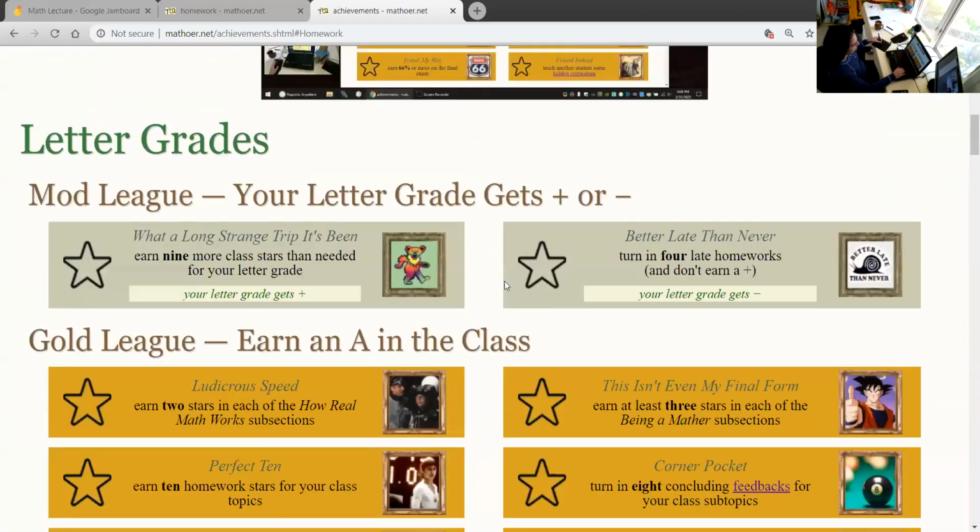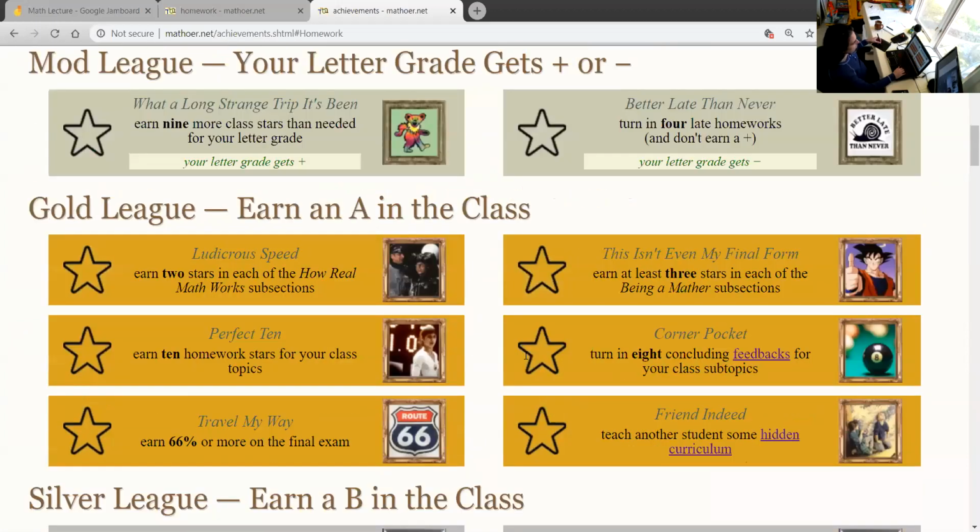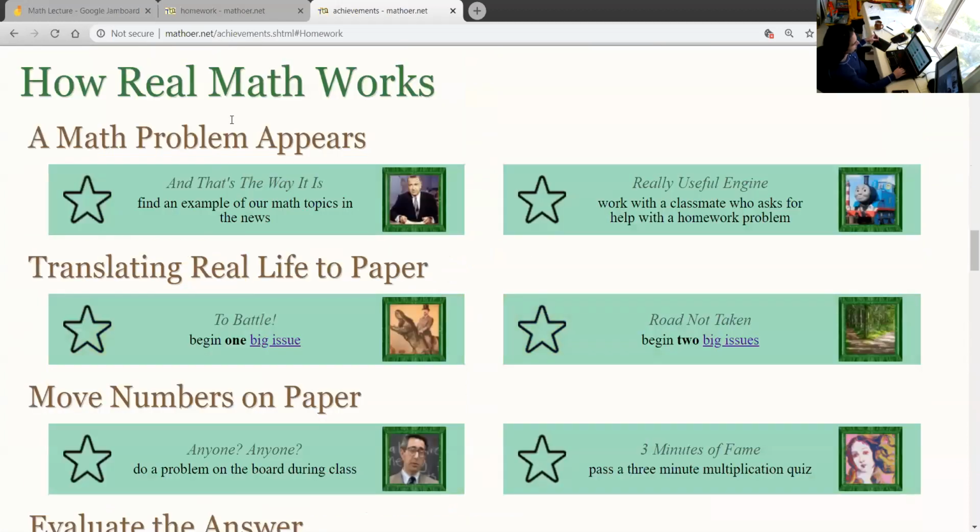Okay, so I'm going to talk about the letter grade stuff in a moment, but skipping it for now, here's the how real math works things. And some of this you've already done. If you were at the study session, then you probably have already worked with a classmate who asked for help. So let me know when you get these stars. I could notice myself perfectly and put them in the grade book, but I would rather you tell me in class and then we can all sort of celebrate, or you tell me in an email or things like that.